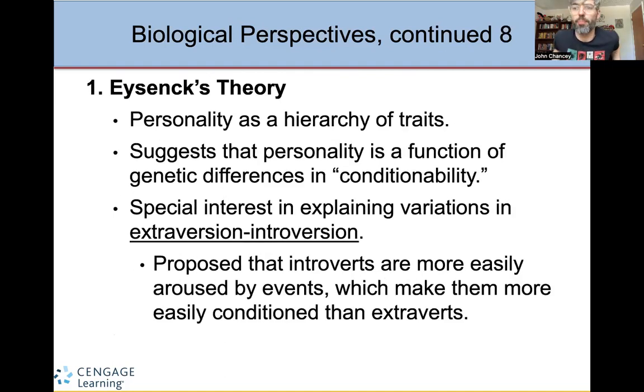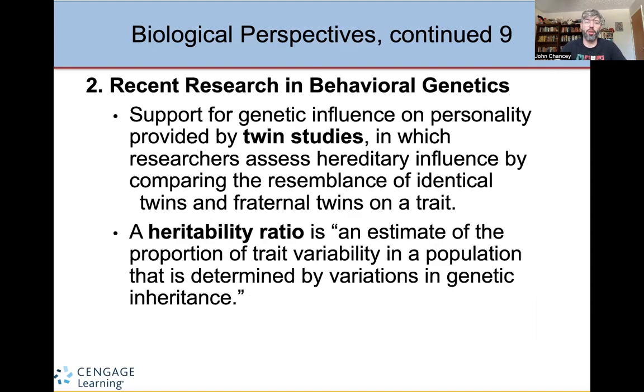Eysenck is one of the bigger names you should associate with biological perspectives of personality, and this idea that your personality is a hierarchy of various traits that we're passing from one generation to the next. It is a function of genetic differences called conditionability. There's a lot of focus from Eysenck on the extraversion and introversion variations. The idea is that introverts are more easily aroused by events, which makes them more easily conditioned than extroverts. So different personality traits might be more conditionable than others.